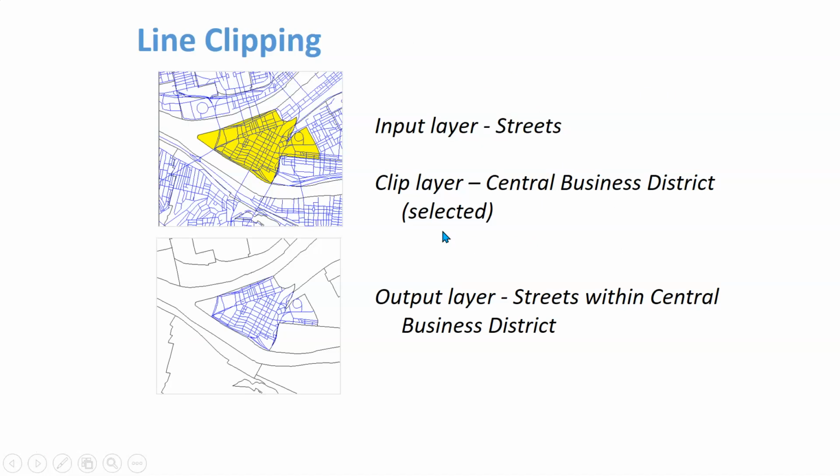Another example, so clipping is not just about points. Obviously, you can clip polygons, you can clip lines. So here you have streets as your input layer, and then you have a clip layer. This is the yellow polygon, which delineates the central business district. And after applying clip, the output layer would be streets only within the central business district, which is this area here.